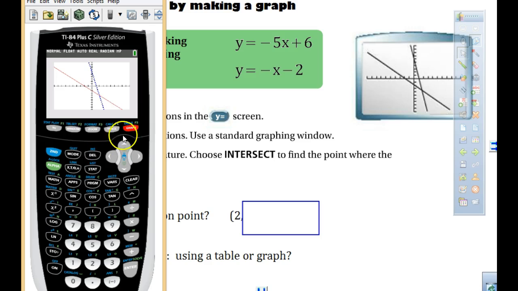So when I am looking at those two graphs, it looks like my point of intersection is somewhere over here. If you were going to estimate it, where would you estimate it? x is 2, and then down how far? Down maybe -3, -4. Let's check it using that table. Second, and hit the graph button.